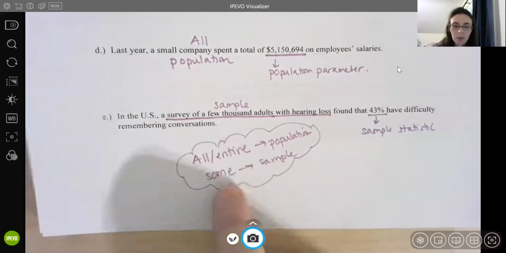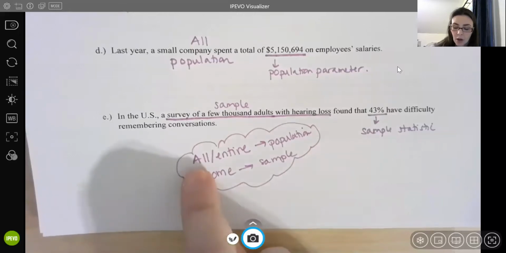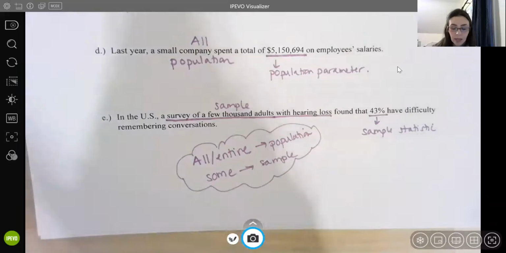A sample just includes some people or some things, right? So if I own a manufacturing company or a factory, I may sample some of my items to make sure they're not defective. I may not look at every single item though, right? That may take too long if I'm producing thousands of something a day. So if something is all or entire, the whole group, then that's a population. If it's just some, then you have a sample.